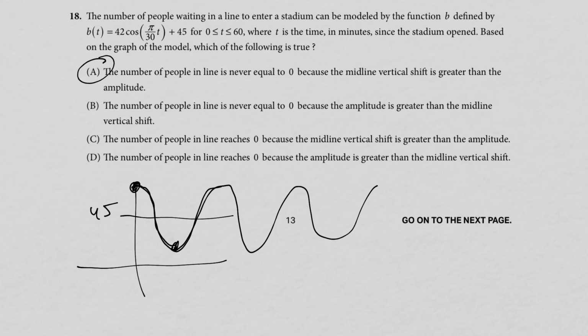That's true. Because 45 is the midline. Then you go up 42, down 42. So the minimum is 3. It is never negative. But why? It's never 0 because the amplitude is greater. No, it's because the midline is greater than the amplitude. Because the 45 is bigger than the 42. So it is A.